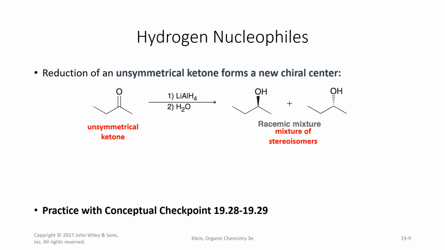I would like to point out the reduction of an unsymmetrical ketone will form a new chiral center. Therefore, when you react lithium aluminum hydride with an unsymmetrical ketone, you will yield a mixture of stereoisomers.